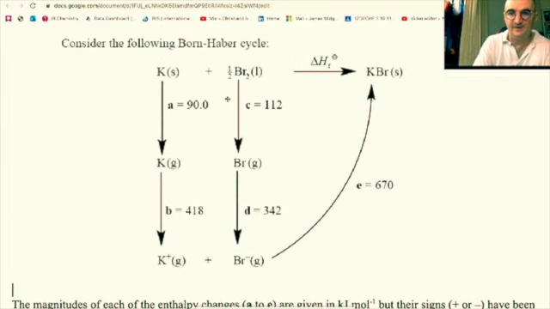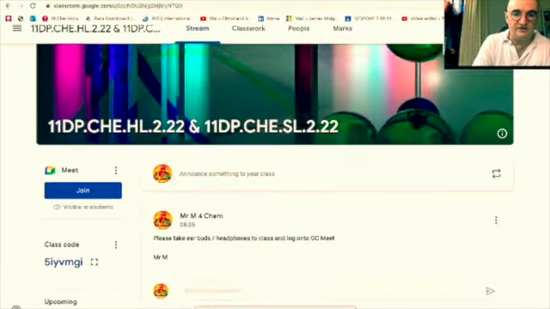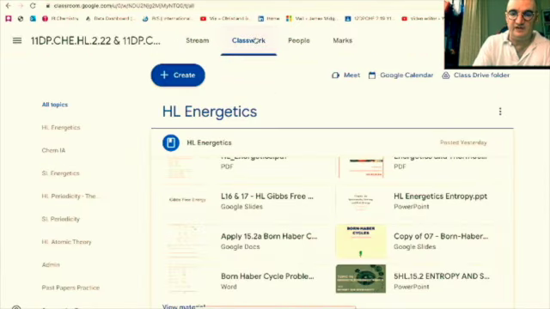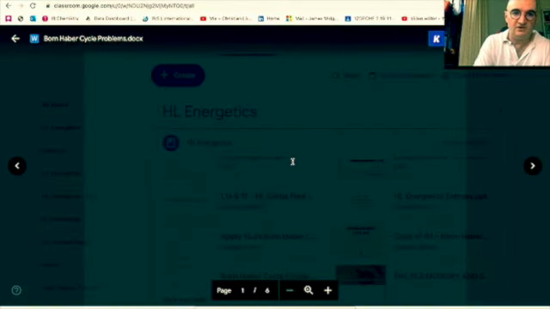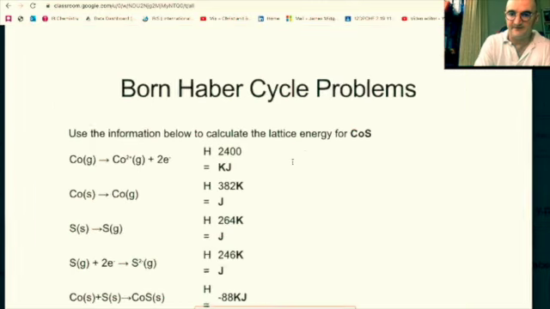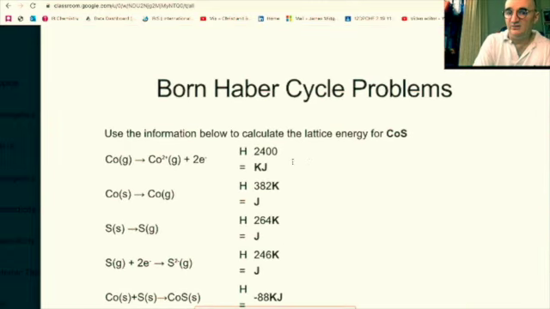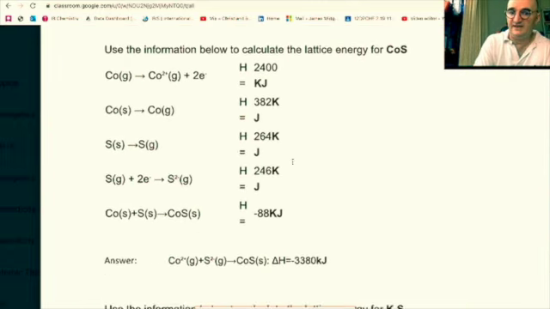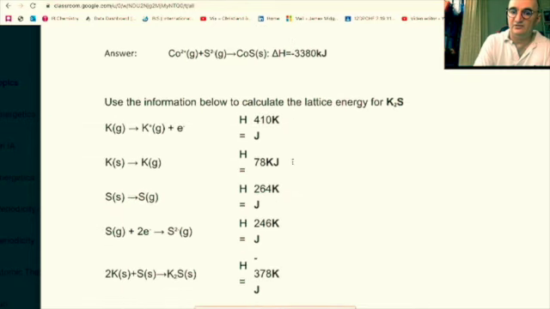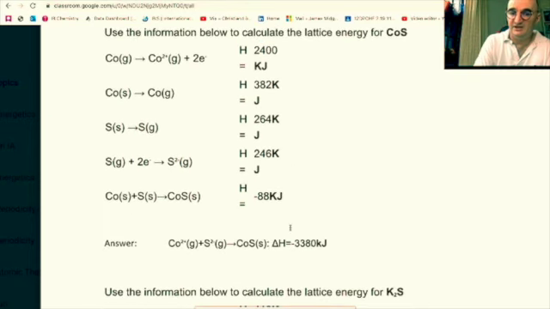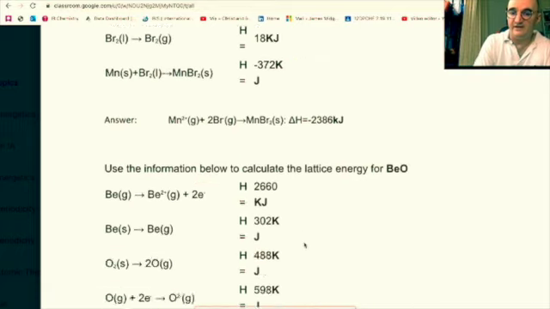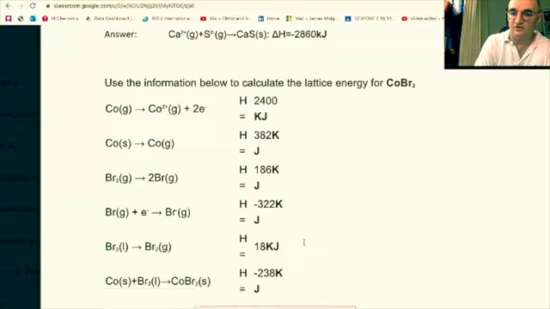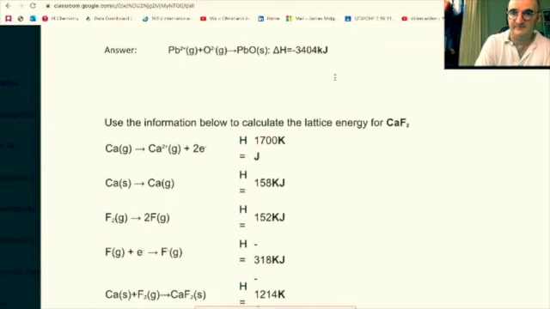So, what I'm going to guide you to do now is if you go to classwork in our lovely Google Classroom, you will find a problem set, and this is called Born-Haber cycle problems. Here we have all of the data that you need to work out the answer, and crucially, the answer is given, so you can check if you are correct. And there are quite a few to keep you occupied. Okay.